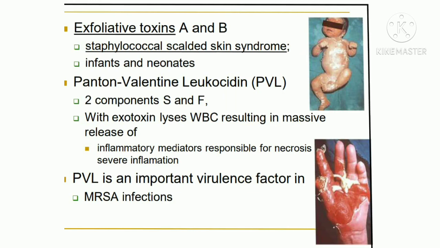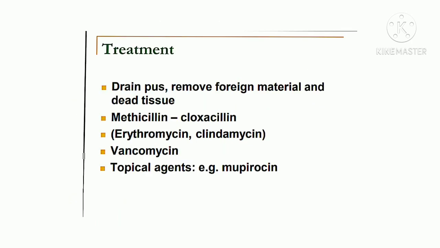Then there is PVL, which contains F and S components and causes lysis of white blood cells and leads to massive release of inflammatory mediators, responsible for necrosis, cell death, and severe inflammation too. PVL is also an important virulence factor in methicillin-resistant Staphylococcus aureus infections. The treatment includes draining pus, removing foreign bodies and dead tissues, and antibiotics such as methicillin, erythromycin, clindamycin, vancomycin, and topical agents like mupirocin.